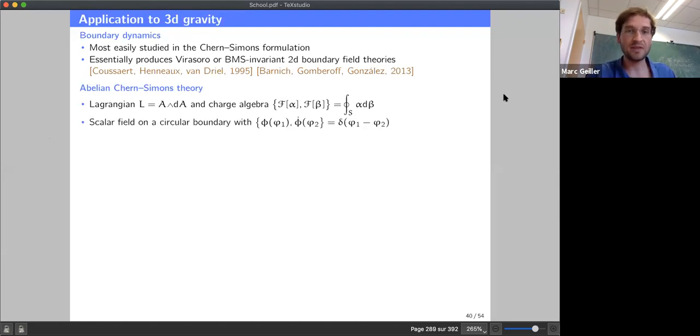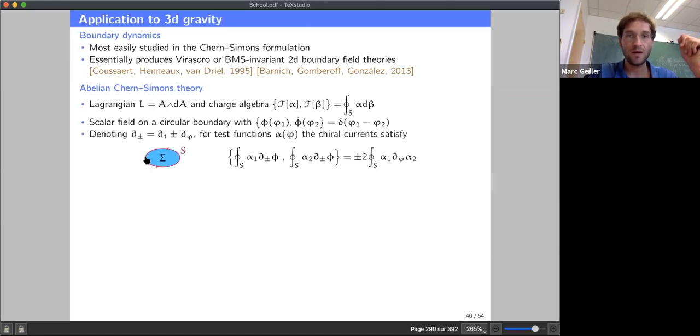Now to explain where this can happen, I just want to point out that if you study a scalar field on a circular boundary, so imagine that you have a circular boundary parametrized by an angle phi, with this canonical Poisson bracket between phi and phi dot, and I denote the plus minus derivative by this chiral combination of t and phi, now we can check explicitly that the Poisson bracket between the chiral currents d plus phi or d minus phi is equal to this centrally extended bracket of the charge algebra of abelian Chern-Simons theory.